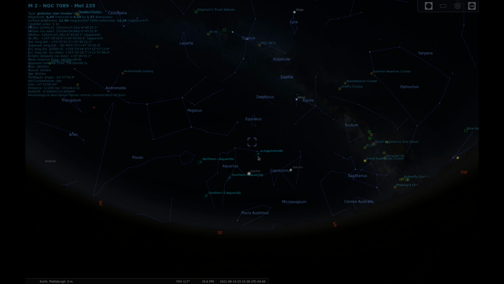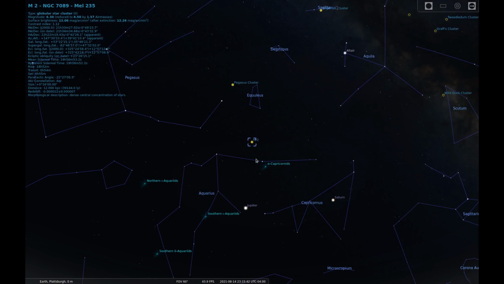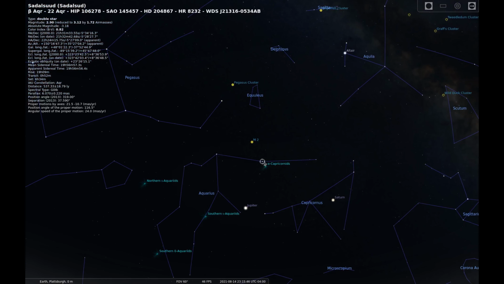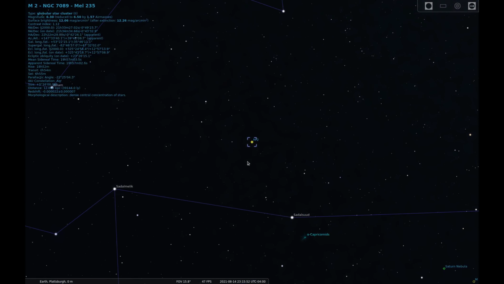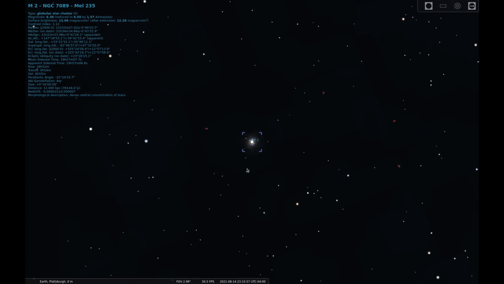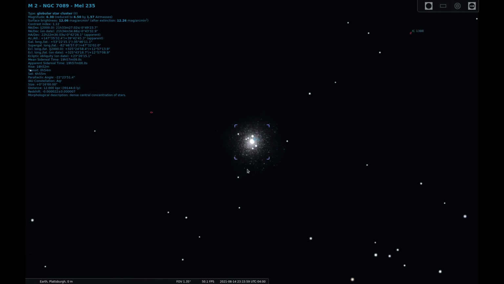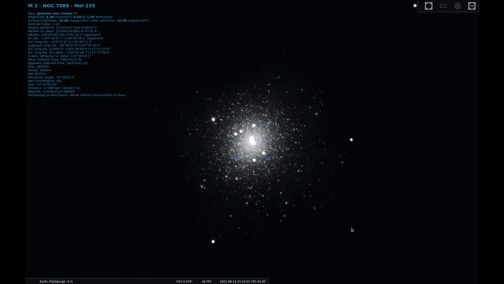M2 is a globular cluster with a magnitude of 6.3 in the constellation Aquarius, located 5 degrees north of the star Beta Aquarii. This globular cluster sits at a distance of 37,500 light-years from Earth. On a scale of class 1 to class 10 from concentrated to diffuse, this cluster is a class 2, making its 175 light-year diameter even more impressive.